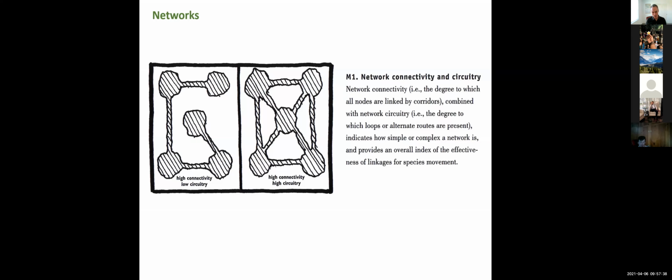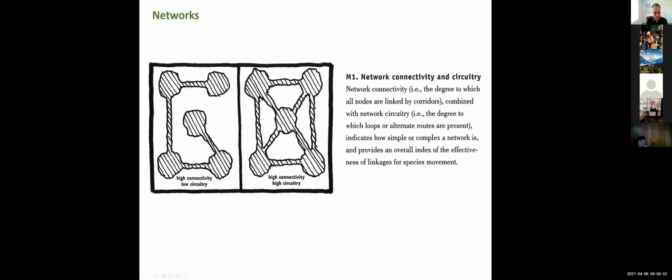So the greater the level of circuitry you have, the greater the level of population stability you're going to have for various species. And that kind of makes sense because the more options that species have for moving around that landscape, the more resilient it's going to be and the less likely that you're going to have large population fluctuations.